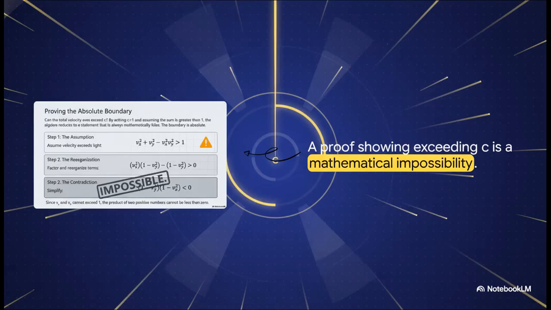To really hammer this home, the authors used a formal mathematical proof by contradiction, a reductio ad absurdum. Basically, they say, okay, let's pretend just for a second that the final velocity could somehow exceed the speed of light. Let's assume the sum is greater than 1, where 1 equals light speed. Well, as you factor and reorganize the terms, the math completely breaks down into total absurdity. You actually end up with a statement claiming that the product of two positive numbers is somehow less than 0. Since the inputs obviously cannot exceed 1, multiplying two positive numbers can never give you a negative. Therefore, exceeding the speed of light isn't just physically impossible, it is a mathematical absurdity.